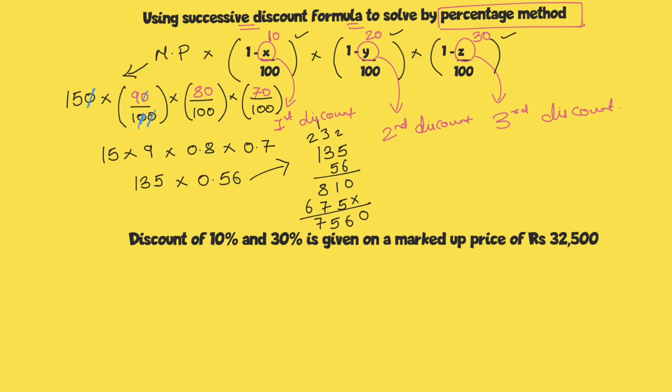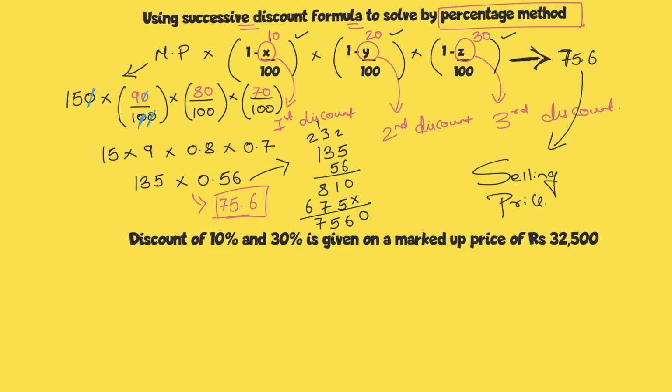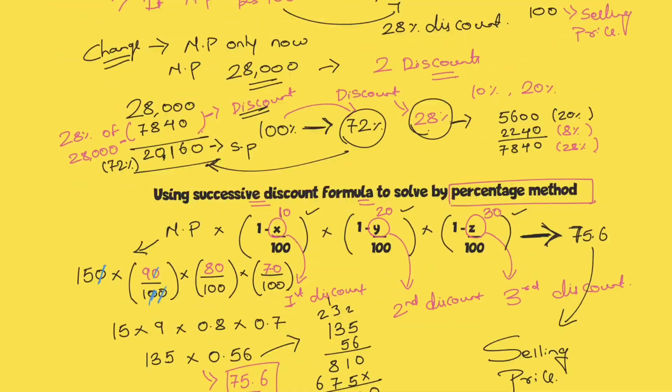So from the mark price of 150, I reached the selling price, which is 75.60. As I multiply both of them, I get my selling price as 75.60, which means the product which was sold at a mark price of rupees 150 is now being sold at 75.6, which is the selling price. So I directly get the selling price from the mark price by using the formula method.